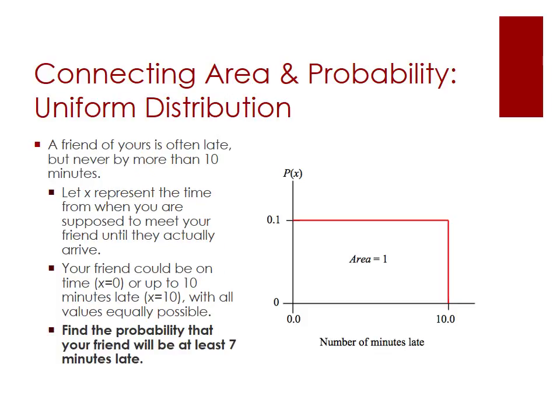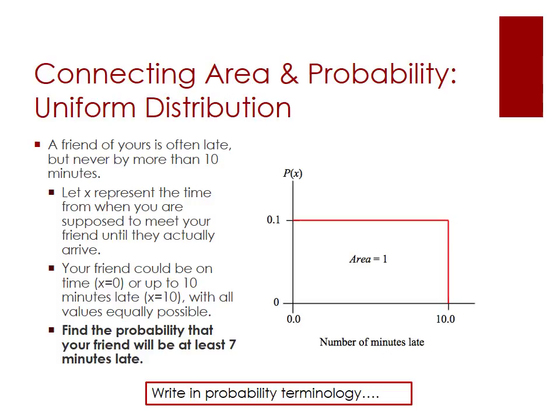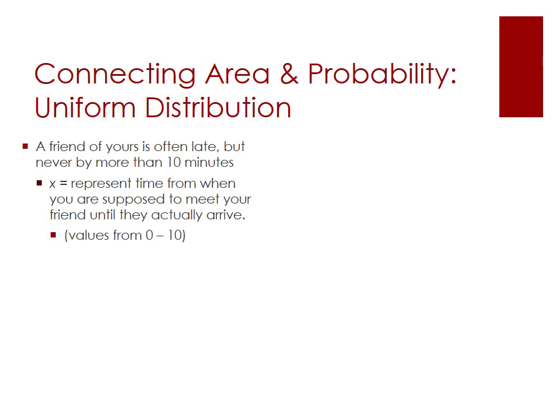Now we want to find the probability that your friend will be at least 7 minutes late. So this is the problem that we're solving for. The first thing is we want to write this out in probability terminology. Here we have our x, which represents time from when you were supposed to meet your friend until they actually arrive. Values can range from 0 to 10. And what we're solving for is the probability of waiting at least 7 minutes. So that's our probability.